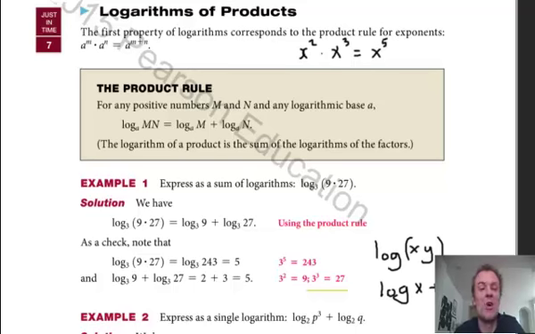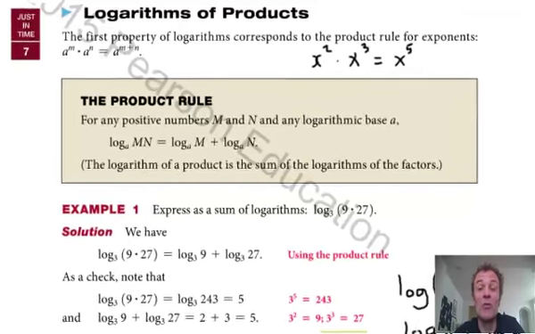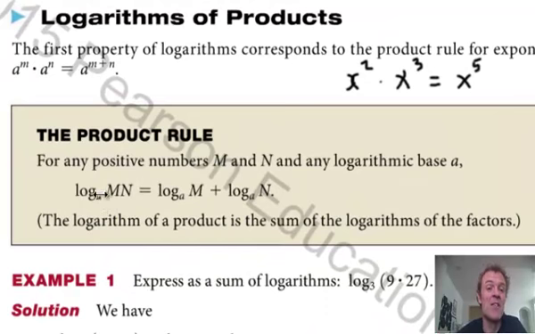Okay, more properties of logs. Right, the product rule. Now have a look at this. The log of two things multiplied together equals separately the two things added. All right, now look at that. Look visually, that's how it occurs.